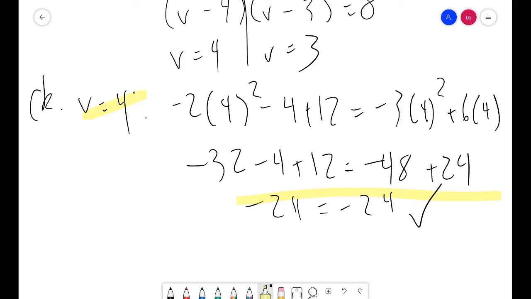So for now, I'll just show you that one check. You should also check 3. But for time's sake, I'll leave that to you.